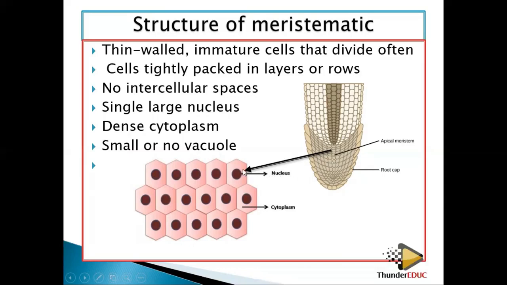Then the nucleus is very big. Why? Remember, the nucleus controls the cell's activity. So it's supposed to be big so that it can control this cell. And then the cytoplasm is very dense. So this is how the meristematic tissue looks like. And then they can modify into different structures.